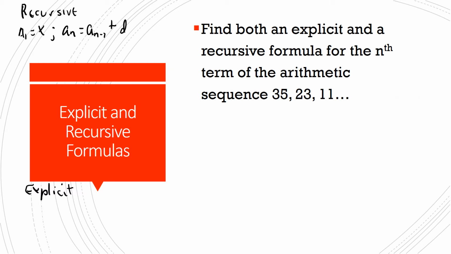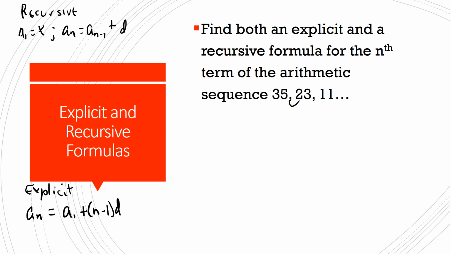And an explicit formula is going to take on this form: a_n equals a1, this is how we solve it, plus (n minus 1) times the common difference. And then we solve that and we come to an explicit formula. So now, having said that, we're being asked to find both an explicit and a recursive formula for the nth term of the arithmetic sequence 35, 23, and 11. So the first thing we've got to do is find the common difference.